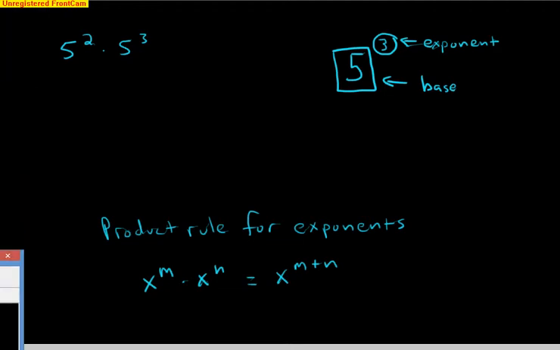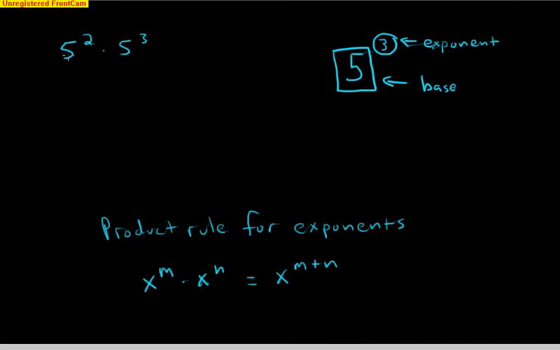Alright, the first part of lesson 21 deals with the product rule for exponents. First, when we look at a number with an exponent, if we had 5 to the third, we write it up here, and in 5 to the third, the 5 is considered the base, and then the 3 is considered the exponent.